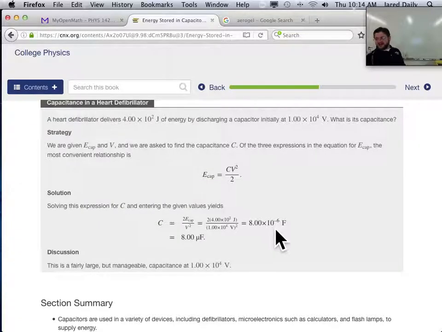8 microfarads? It is actually big, especially because a capacitor has to be bigger to handle more voltage as well as more charge. A capacitor that can hold 10,000 volts and 8 microcoulombs of charge is a huge capacitor if you're making it with normal materials. But if you're making it with newer materials like aerogels, then you can make it small enough to carry around. So it is definitely a big capacitor.